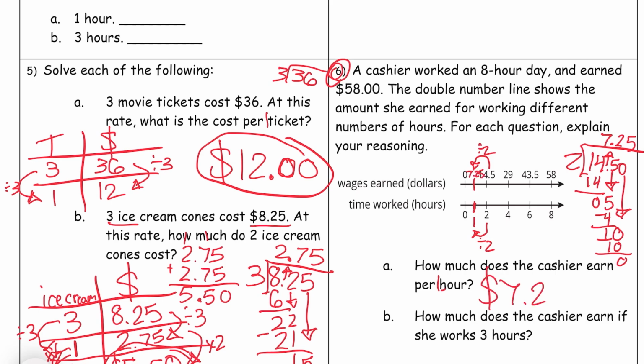So $7.25. How much does the cashier earn if she works 3 hours? If she makes $7.25 in 1 hour, then in 3 hours she's going to make 3 times as much. So I'm going to do $7.25 times 3. I know there's 2 numbers after my decimal, so I'm going to make sure I include that. And now I'm going to ignore the decimal. So 3 times 5 is 15. 3 times 2 is 6, plus 1 is 7.